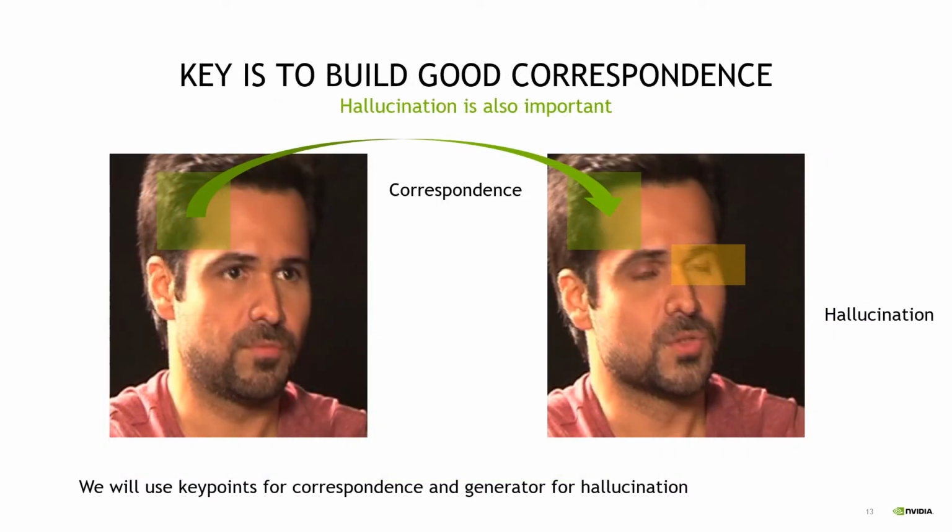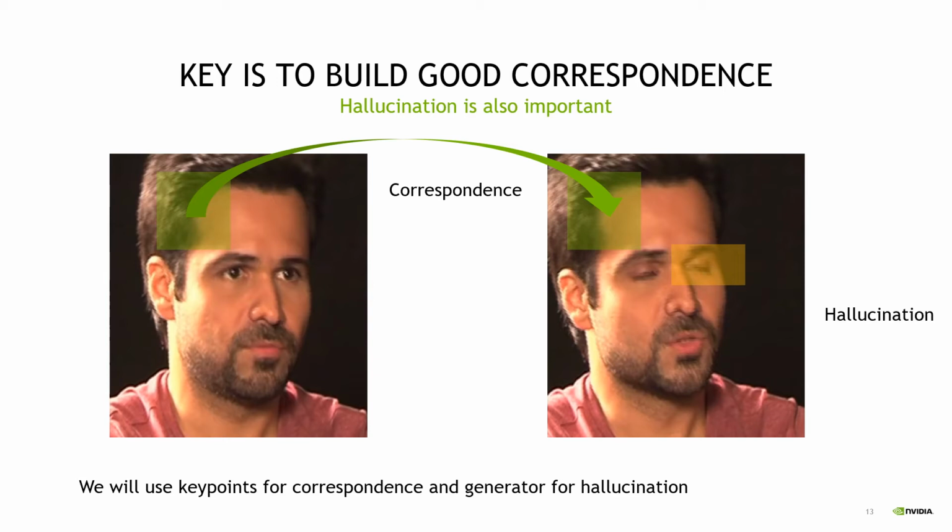The key for this Face-VID2VID algorithm is to build good correspondence. Whatever information you can borrow from the source image, you should learn to borrow through some correspondence learning during training. And there will be places where you cannot borrow. You have to hallucinate. For example, in the new frame, the subject might close their eyes, and you never see the appearance of closed eyes for this subject. So the network needs to hallucinate.